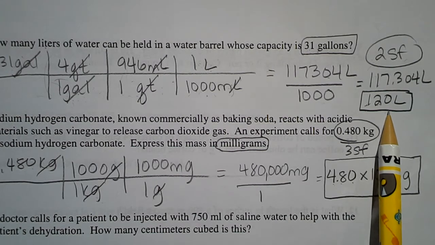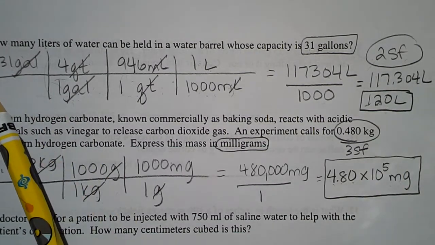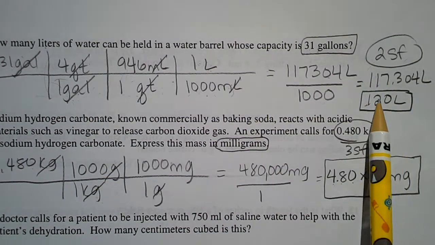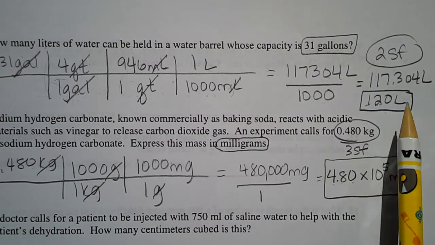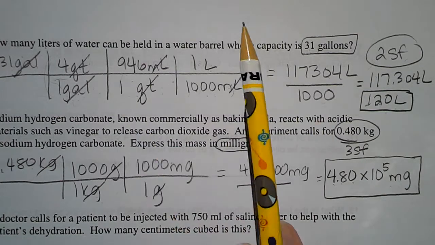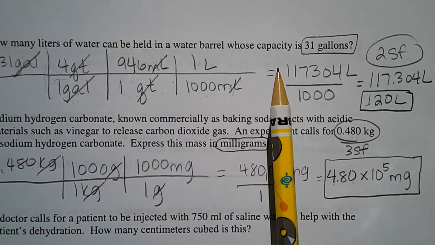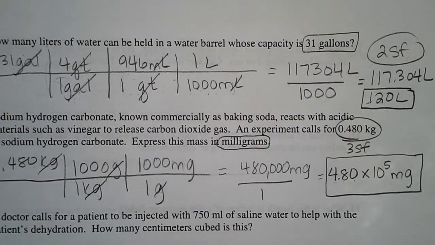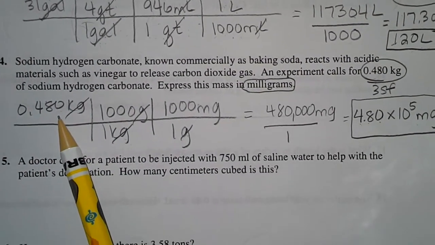It is absolutely critical that you show your work, that you calculate it with the right sig figs, and that you have the correct units. If all of those are not correct, you get no credit. So make sure you're getting into the habit of showing your work. The next one looks like this.